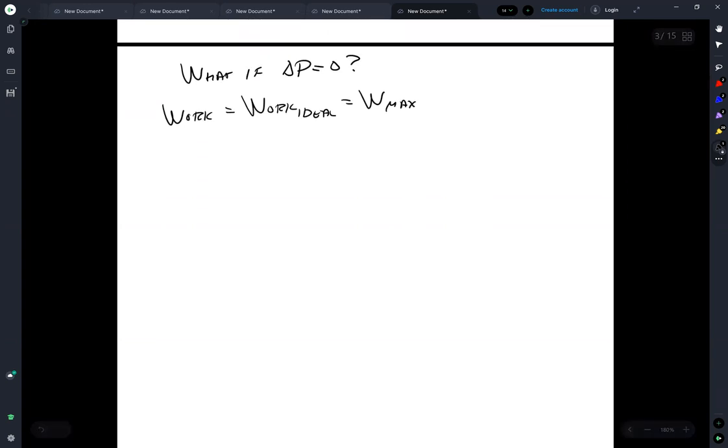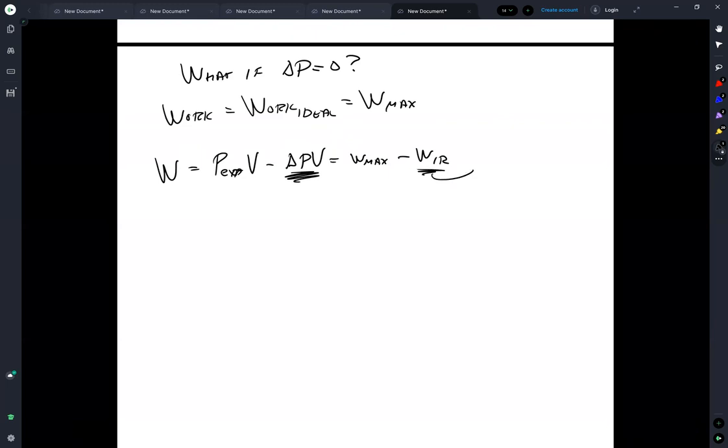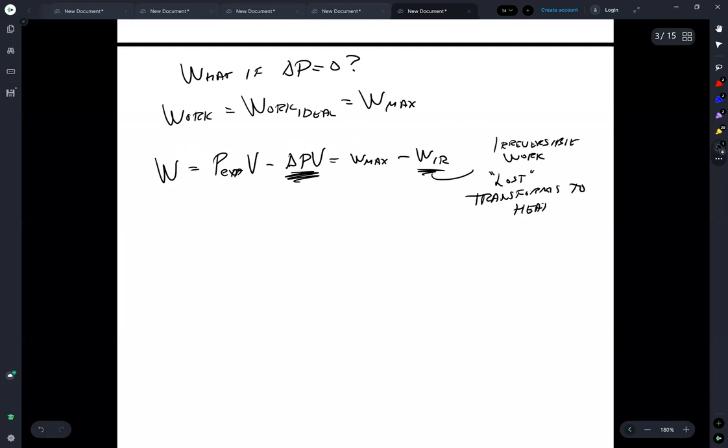Now, to say that we've got this means that if we have W is equal to P external V minus delta P V, we have the maximum work minus W irreversible. So this term, which is this, that's the irreversible work. This is the work that is lost, meaning that it transforms to heat.